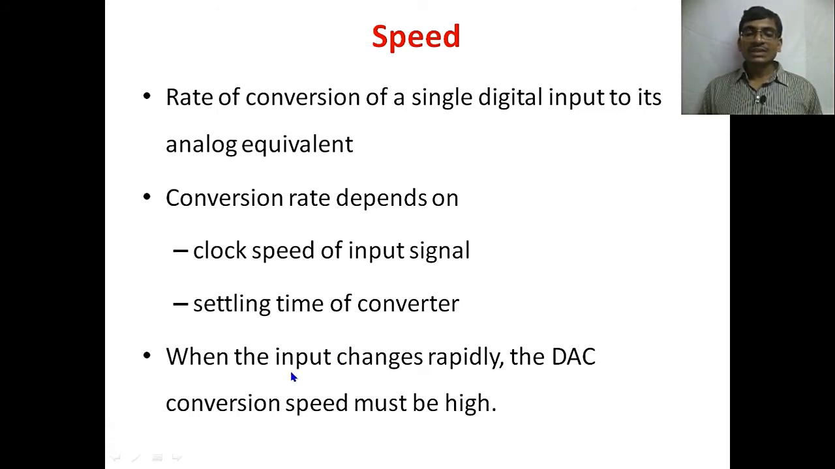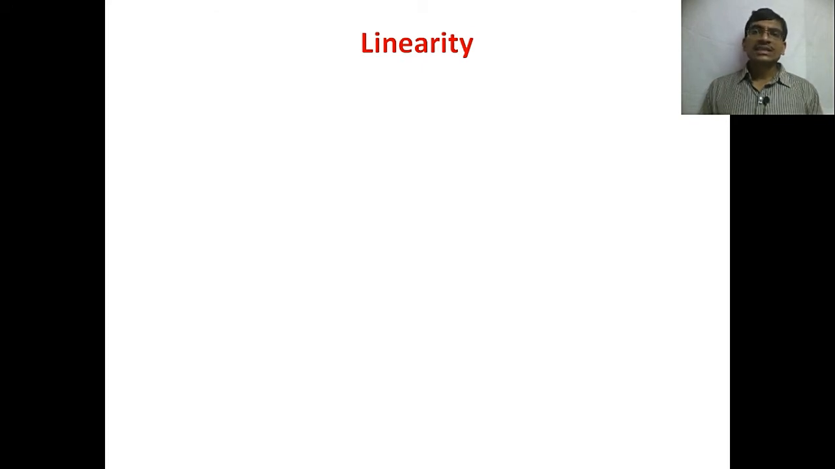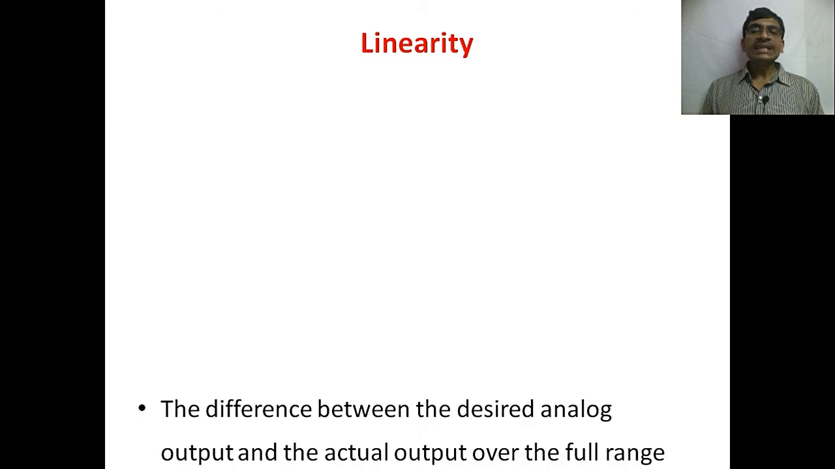When the input changes rapidly, the DAC conversion speed must be high. If the input keeps on changing, then the DAC speed must be high in order to change the output accordingly. The next important characteristic is the linearity.